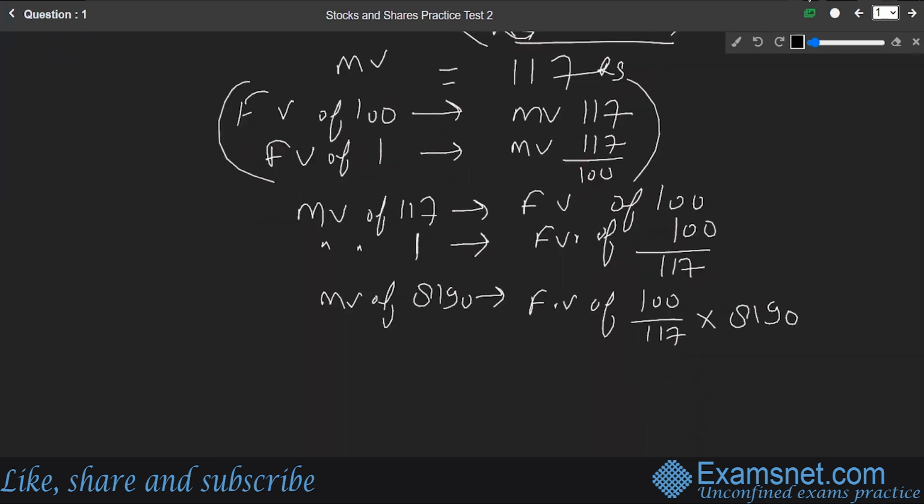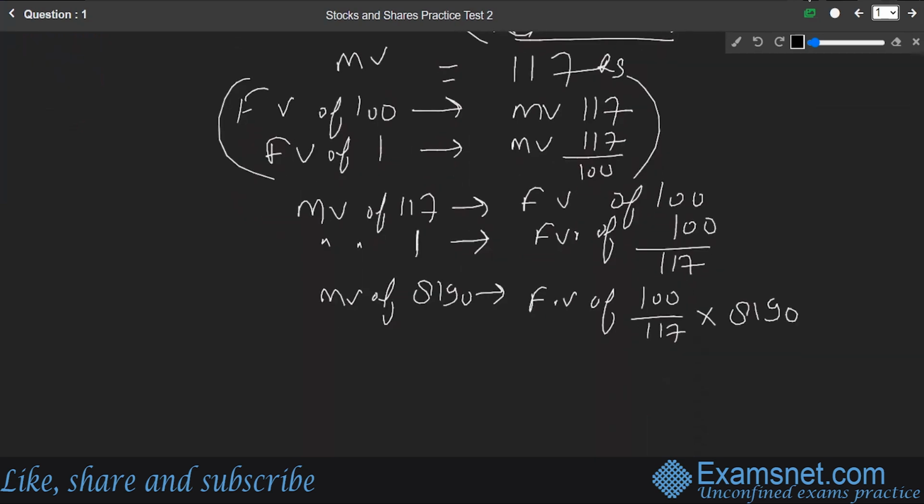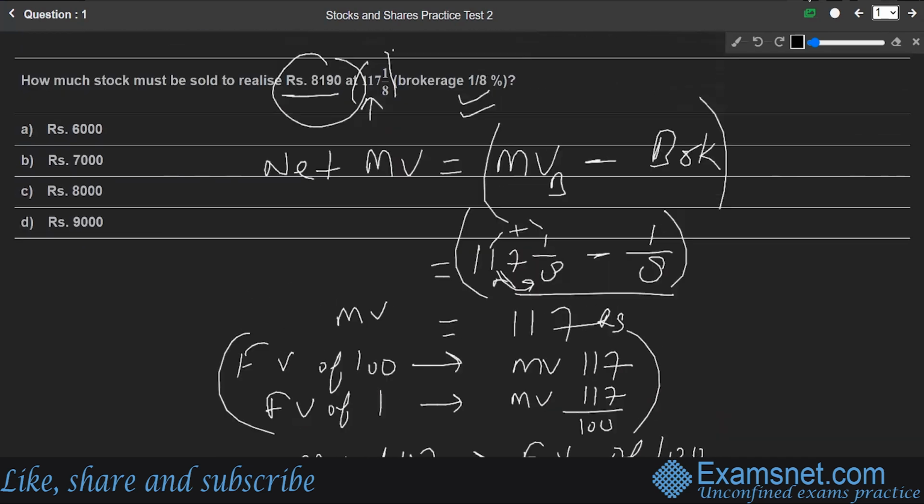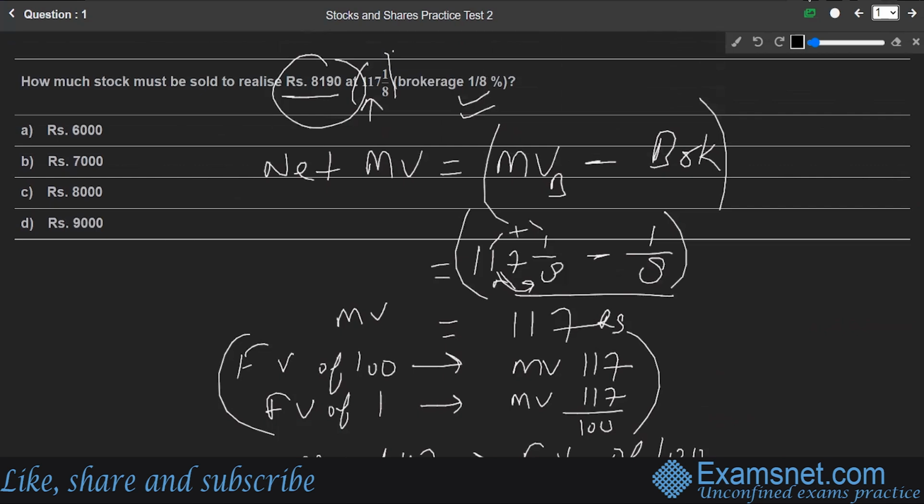Now we need to solve this simple mathematical expression. If we cut 117 and 8190, 117 directly cuts 819 seven times, and then there is a 0, so 70. Then 70 into 100 comes out to be 7000. So that is the face value of the 8190 market value. In other terms, a stock of 7000 will have to be sold to realize 8190. So that is the right answer, 7000, which is clearly available in option B.